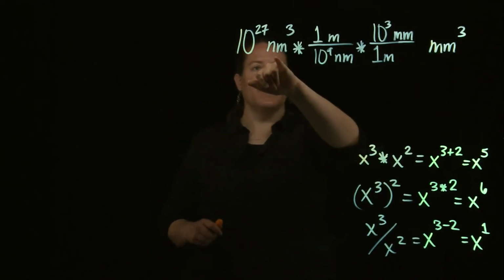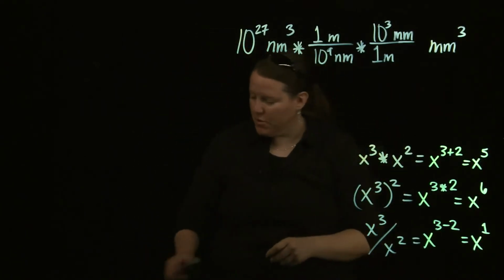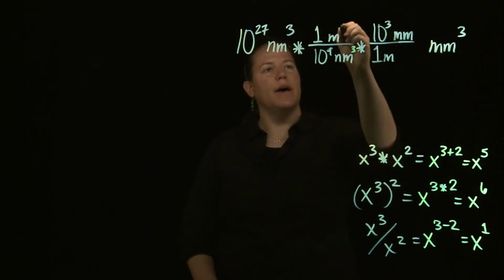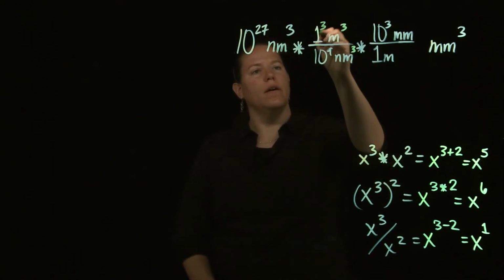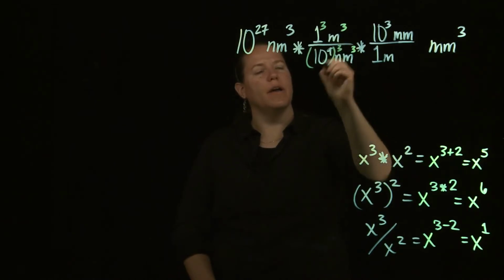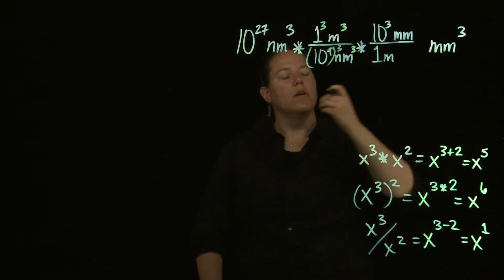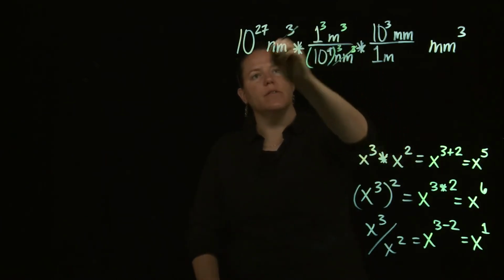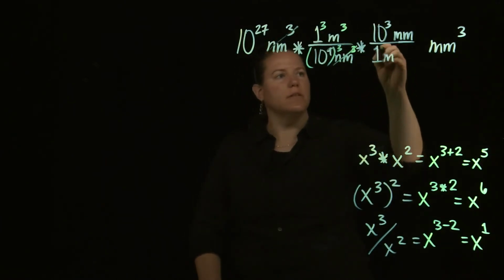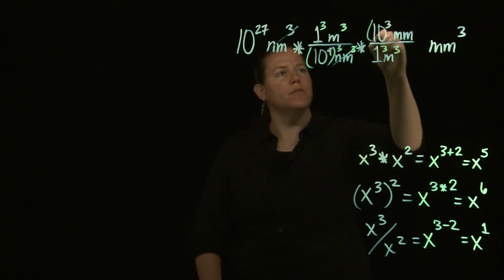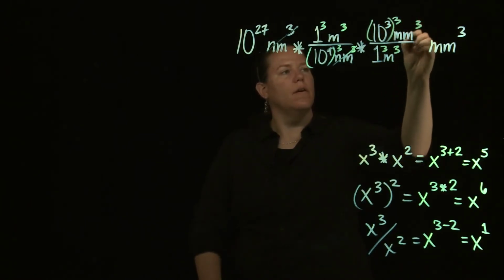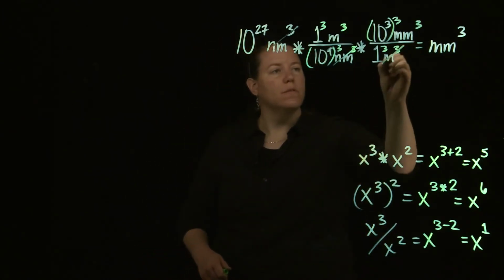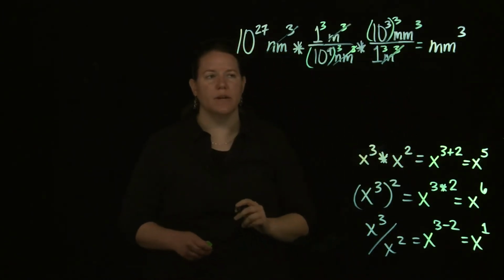We already talked about the fact that nanometers cubed and nanometers don't cancel out, so I need to cancel them out. When I put a cubed by that and a cubed by that, I better put a cubed by everything, right? And we now know that meters cubed and meters don't cancel out. So I need to put a cubed by those as well. And the meters cubed are on the top and the bottom, and they cancel out.